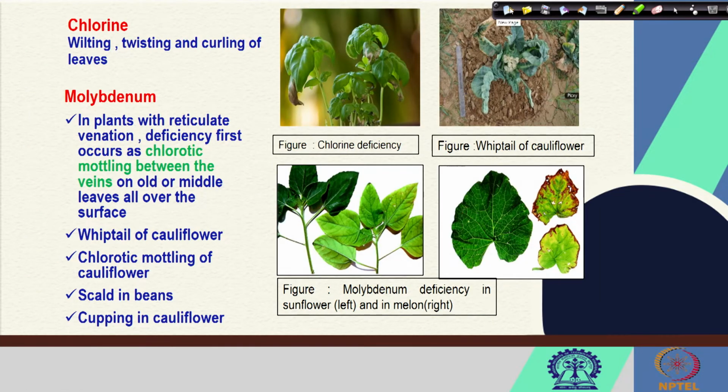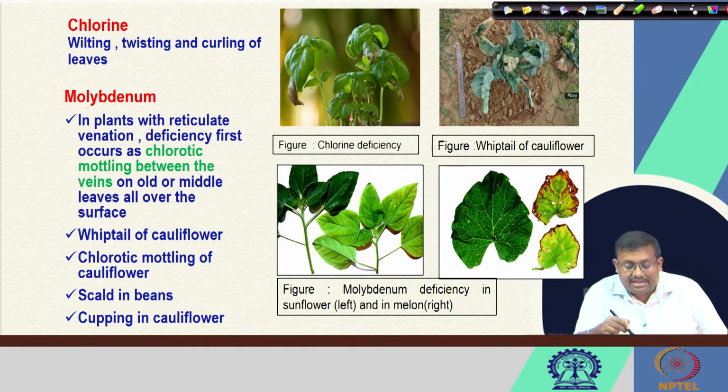Now, in case of chlorine, we can see wilting, twisting and curling of the leaves. You can see chlorine deficiency symptoms here, leaves are getting curled. Molybdenum deficiency in plants with reticulate venation first occurs as chlorotic mottling between the veins on old or middle leaves all over the surface.